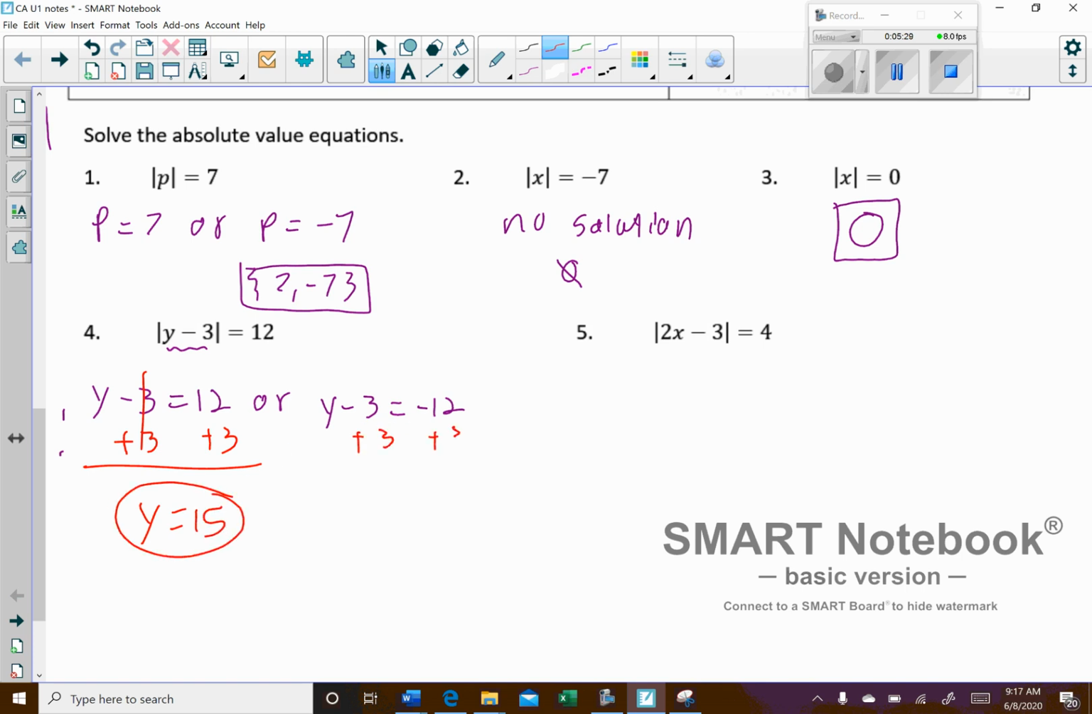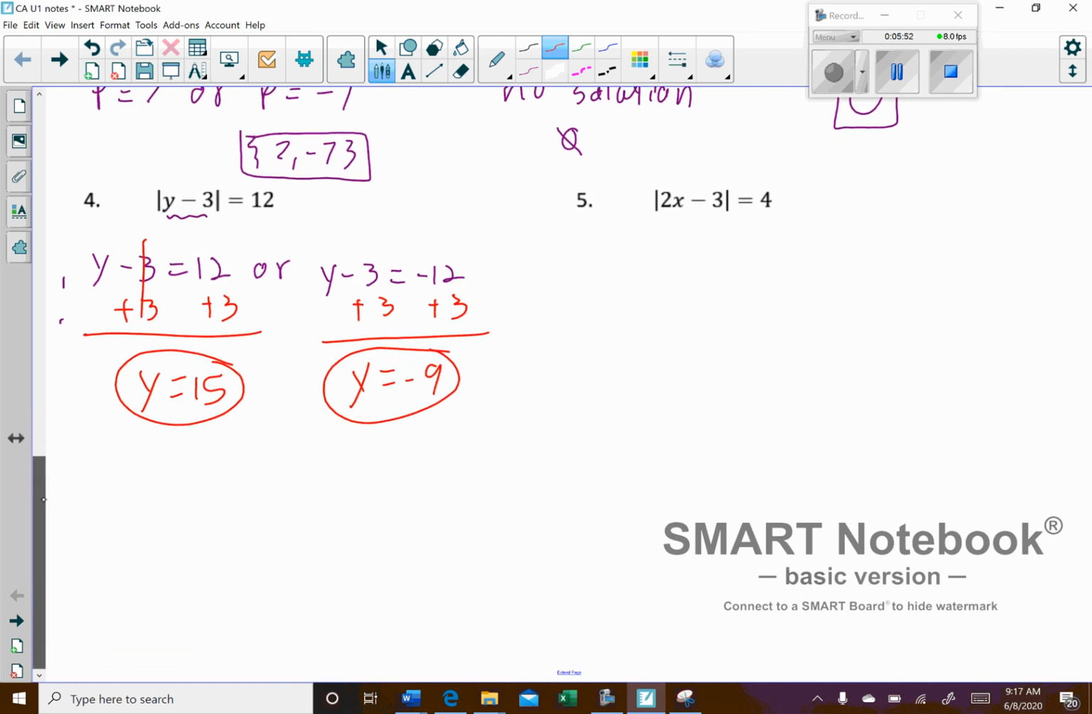And on the other one, we get y equals negative 9. And once again, you can plug them in and see that the value in the hash marks either becomes 12 or negative 12. Both of those distances are 12 units from 0. Okay, one more example like this, and then we're going to throw in the inequalities with these.